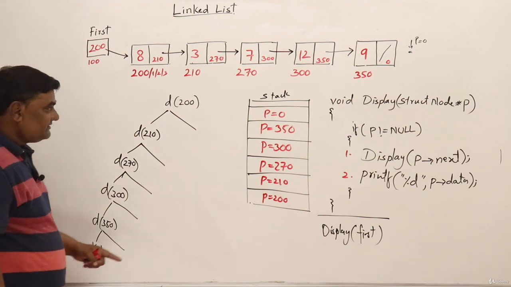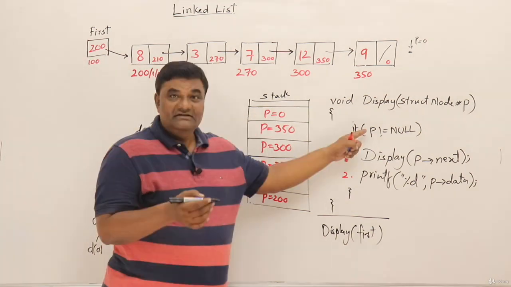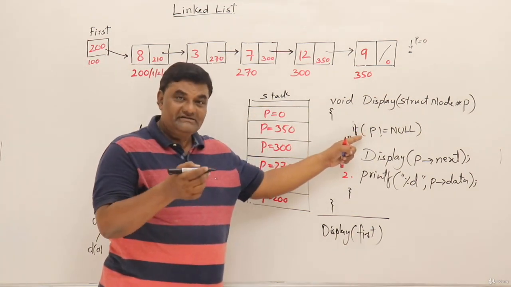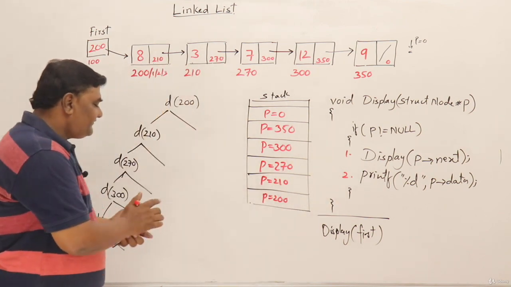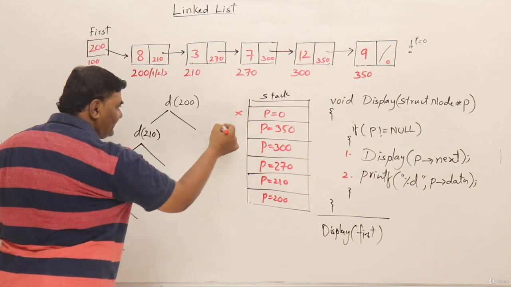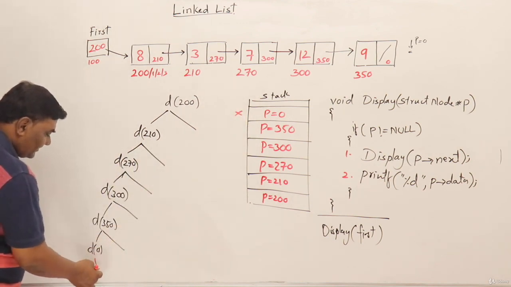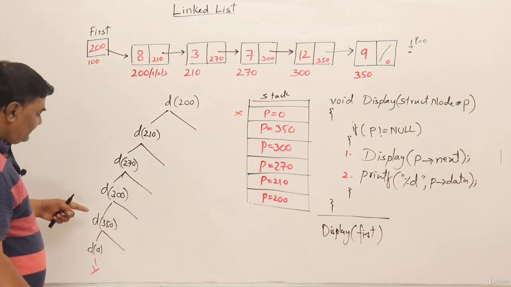Now this is at the last. So P is 0. This not null condition fails because P is null. So it will not enter inside and terminates. So this function terminates. So its activation record is deleted. So this is over. Then it will go back to the previous call.